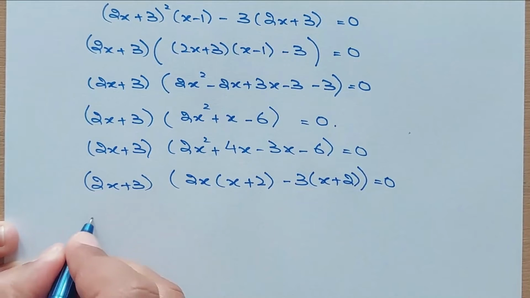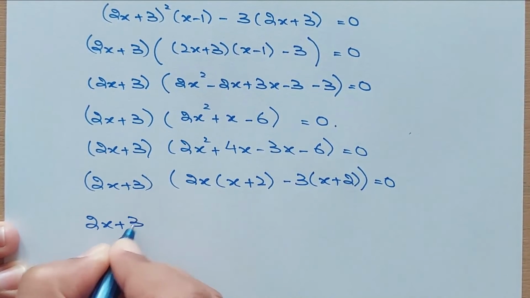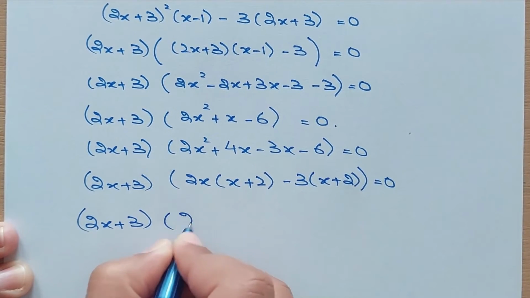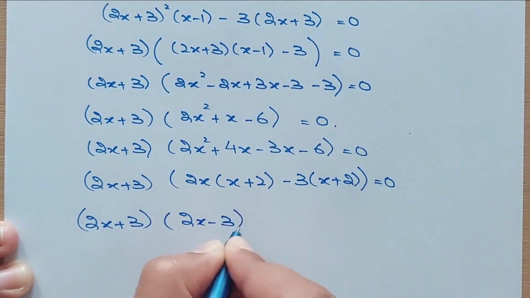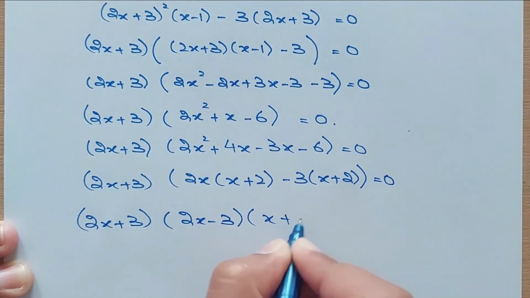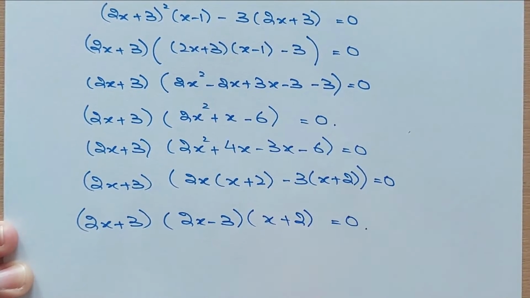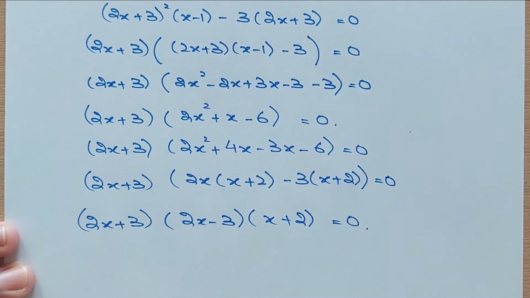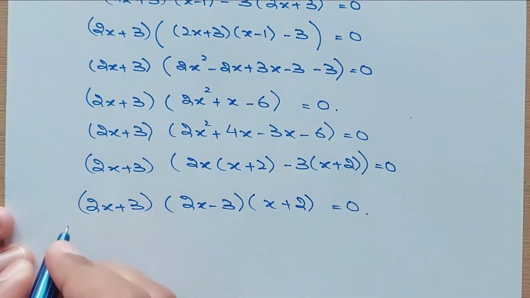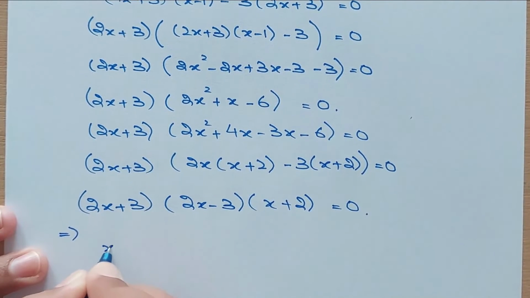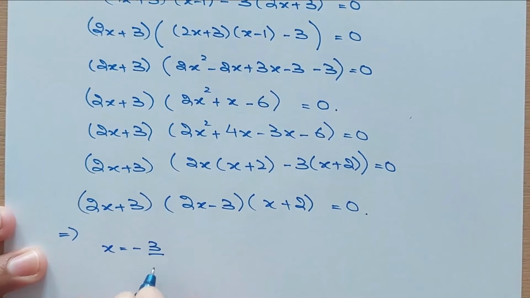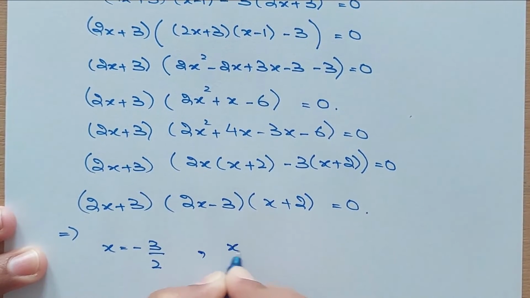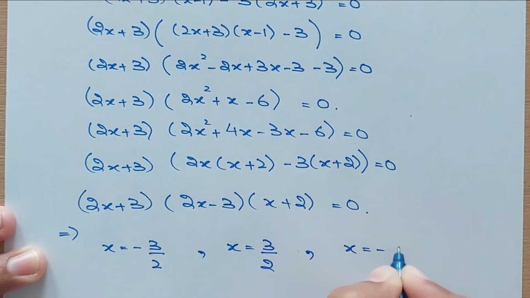So for further simplification, 2x + 3 is a factor, 2x - 3 is a factor, and x + 2 is a factor. So let me get the 3 x values and substitute into y to get the points. From the first, x equals minus 3 by 2. From the second, x equals 3 by 2. And from the third, x equals minus 2.